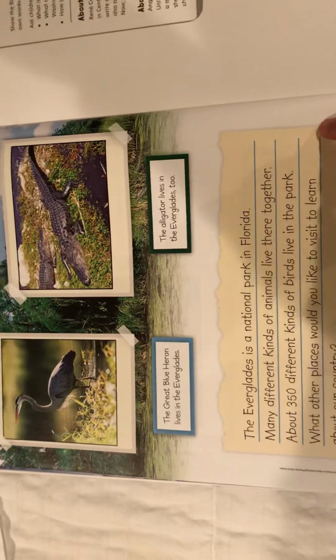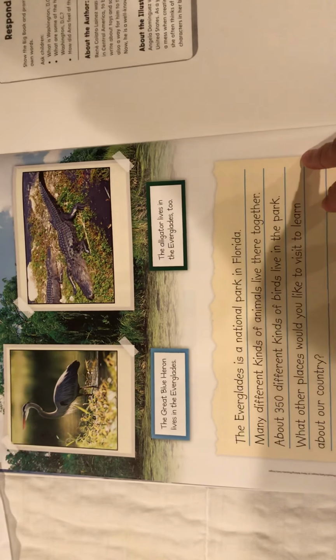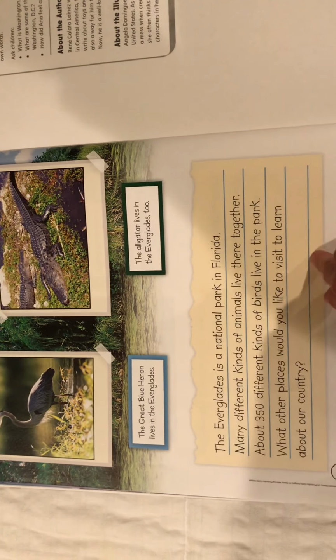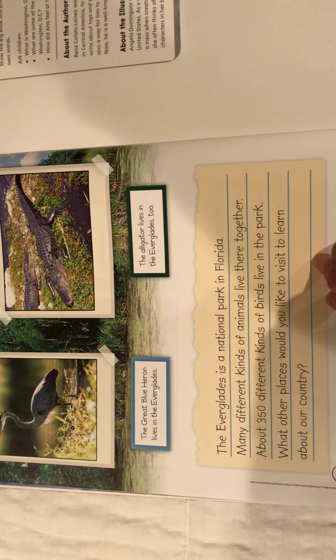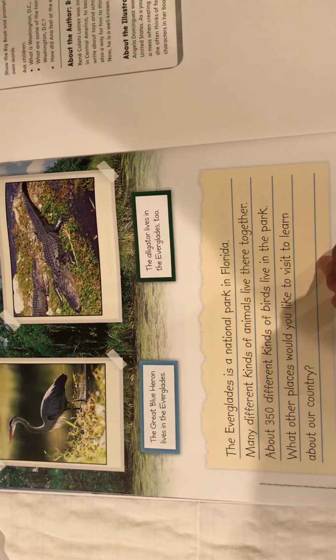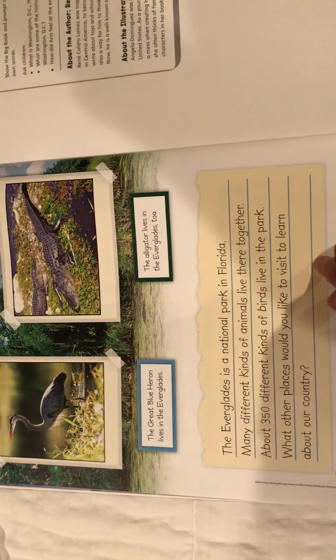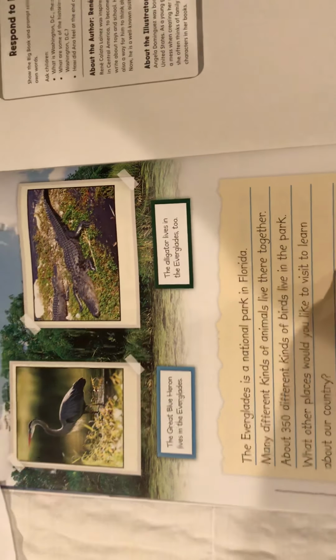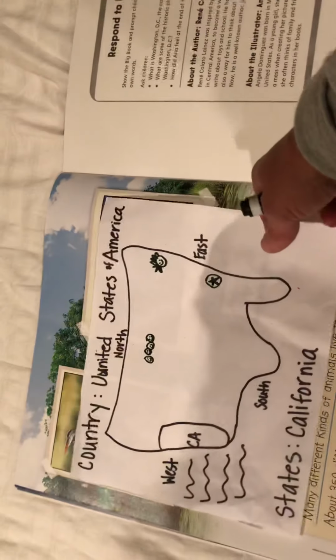So this is a place in Florida called the Everglades. The Everglades is a national park in Florida. Many different kinds of animals live there together. About 350 different kinds of birds live in the park. What other places would you like to visit to learn about our country? So our country is filled with so many amazing places to see and things to do.